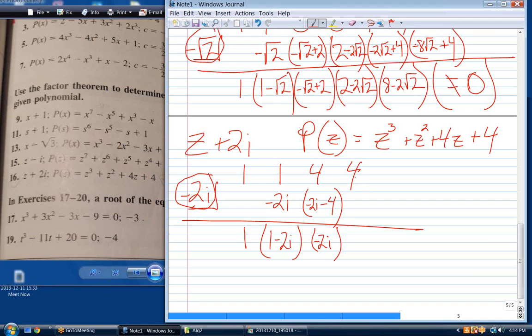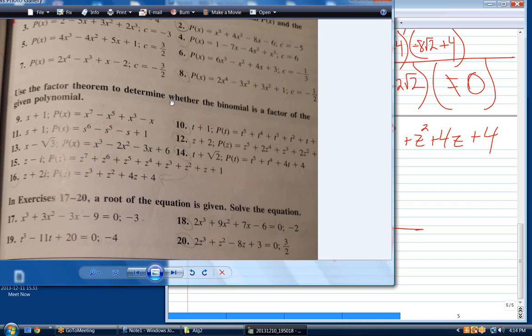Multiply it again. What do we get up here? Negative 4, and then you get 0. And that proves that it is a factor. And that's all we would need to do here. We don't need to go any further, because all it said was use the factor theorem to determine whether the binomial is a factor of that given polynomial.